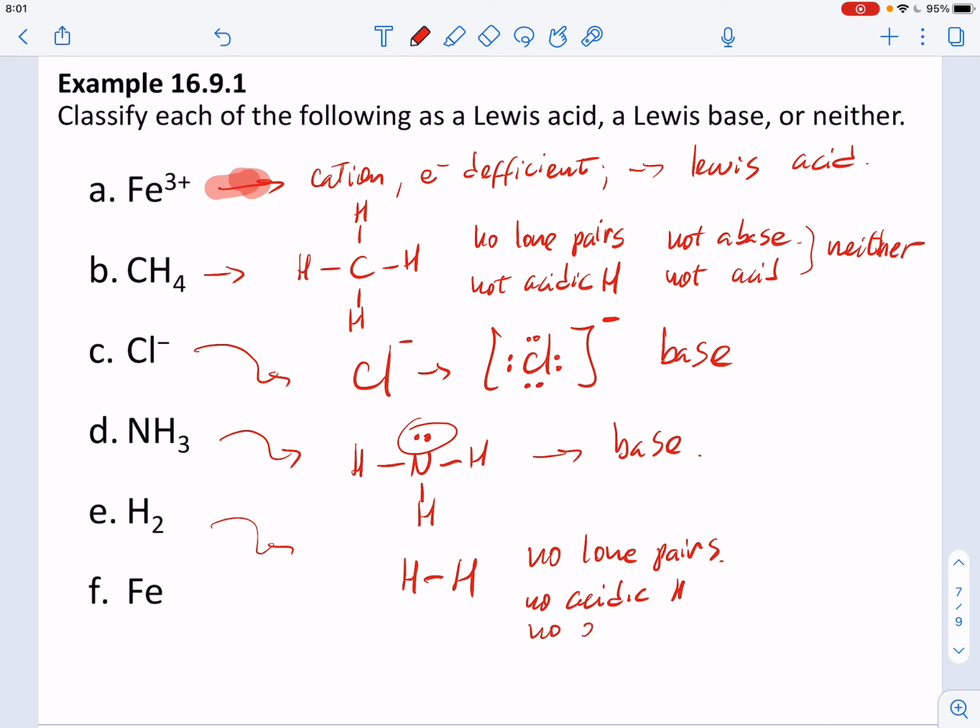No electron deficiency. And the reason I use the term no acidic hydrogen is because if it was able to release that hydrogen, well, the H plus would be the acid. So the hydrogen molecule is also neither. And then we come here to iron. This is just the atom. Technically the iron atom is not electron deficient because it's neutral. And technically we don't say that this has lone pairs.